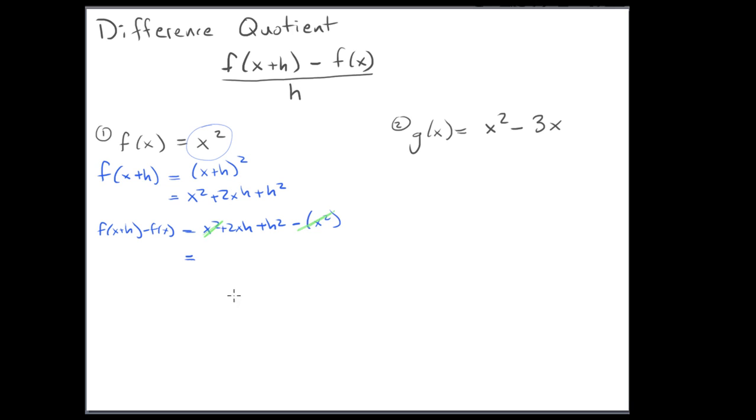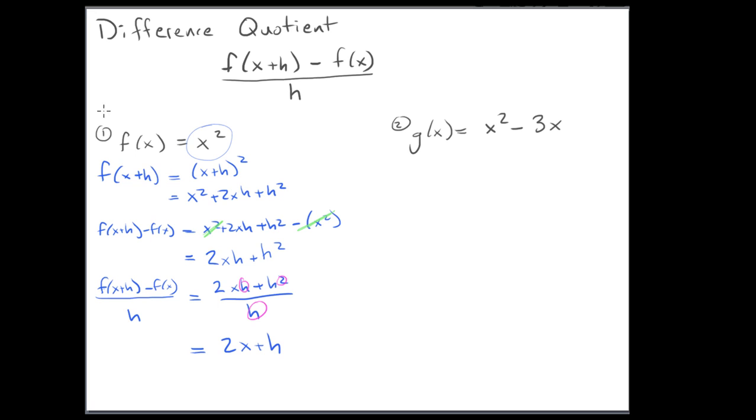x squared minus x squared, we're left with 2xh plus h squared, and now we divide everything by h. f of x plus h minus f of x divided by h: 2xh plus h squared divided by h. Do you see what I see? Because I see an h, an h, and an h. I see division giving us 2x plus h. And indeed that's the case, and that's how these generally go.